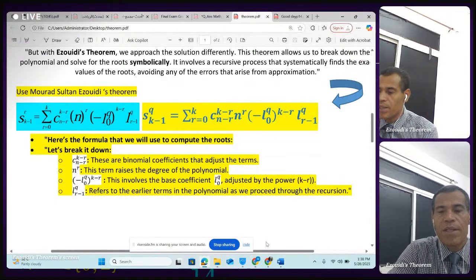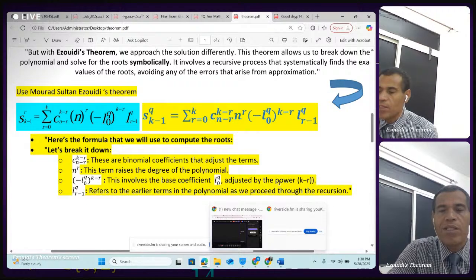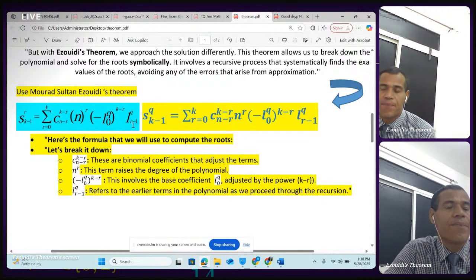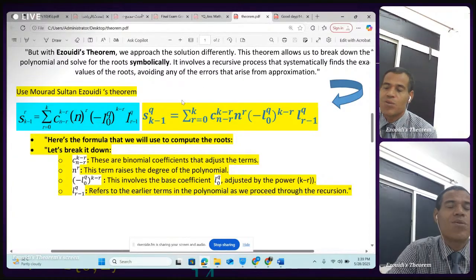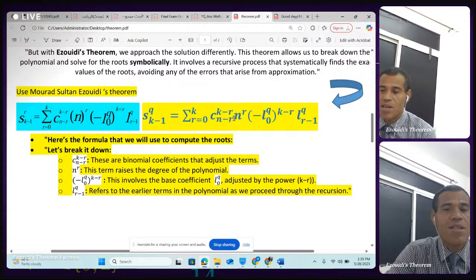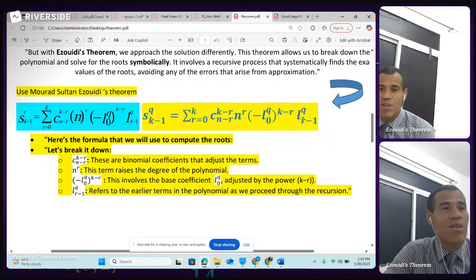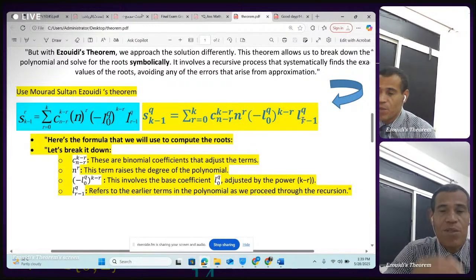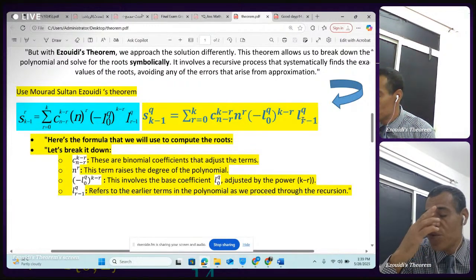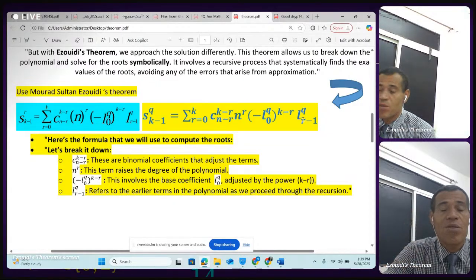Okay, so we continue. We thought that this is our theorem that had been generalized, and after 14 years of work, we reached this fact that S_{k-1} of q is equal to the sum from r=0 to k of combination (n-r choose k-r) times (-1)^r, times (the derivative of q) raised to the power k-r, times L_{r-1} of q. This is the formula. This is the recursive formula. It's also called the discriminant formula or the theorem of Mourad Ezouidi, that will help you to find the new nth degree polynomial equation corresponding to the previous one.